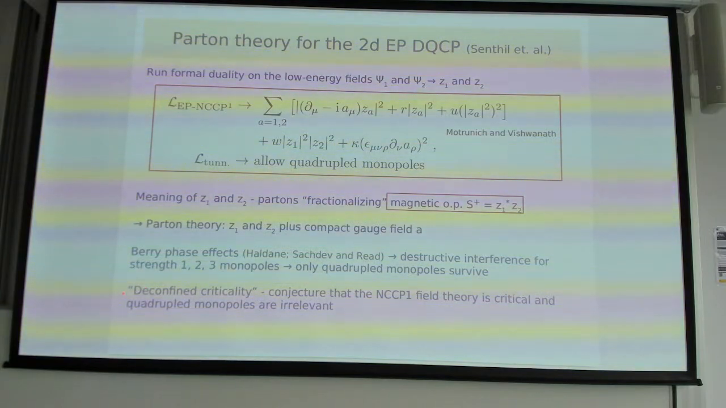And the original proposal of deconfined criticality was the conjecture that these quadrupled monopoles are irrelevant at the phase transition, and that the phase transition is described by this NCCP1 model. And in the easy plane case, you can motivate this from vortices, but you can also motivate it from partons. In the SU2 case, you can motivate this structure from the parton field.